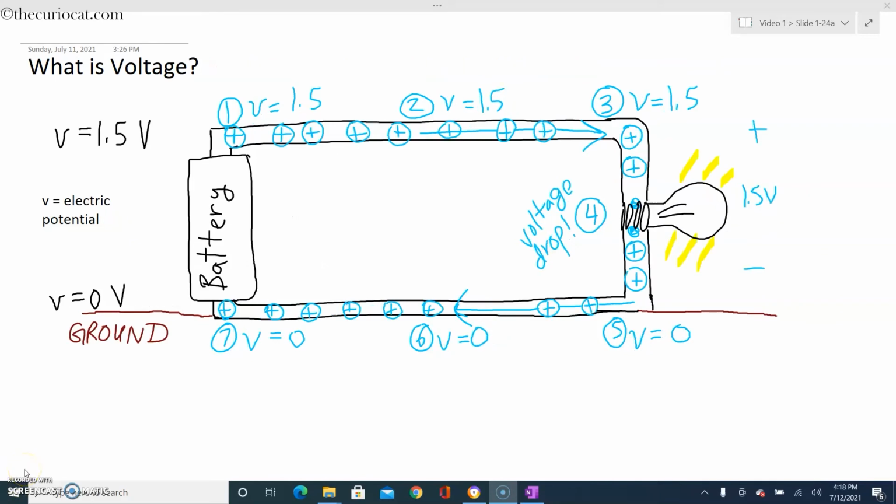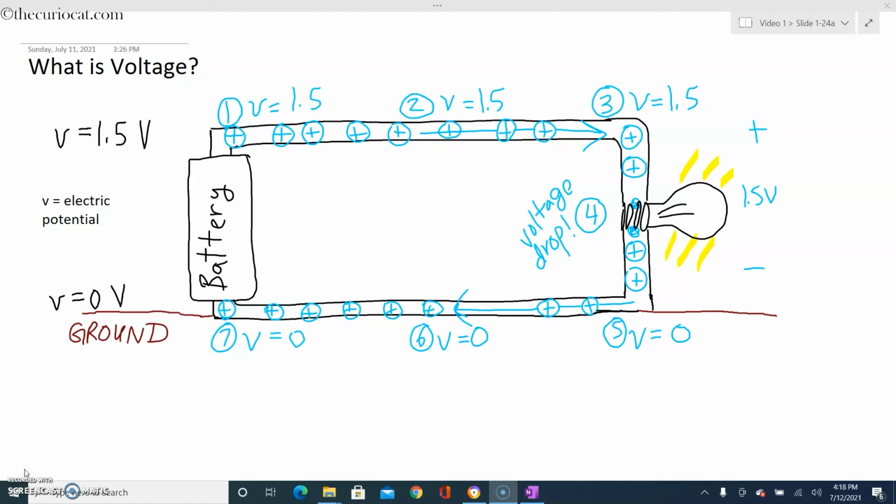With voltage, we have a very similar situation. Here, a battery and 2 wires are used to turn on a light bulb. The bottom wire is considered ground, so its voltage is 0 volts. The top wire is 1.5 volts above the ground, so its voltage is 1.5 volts. The blue dots represent positive charges. Here, the voltage V represents an electric potential.